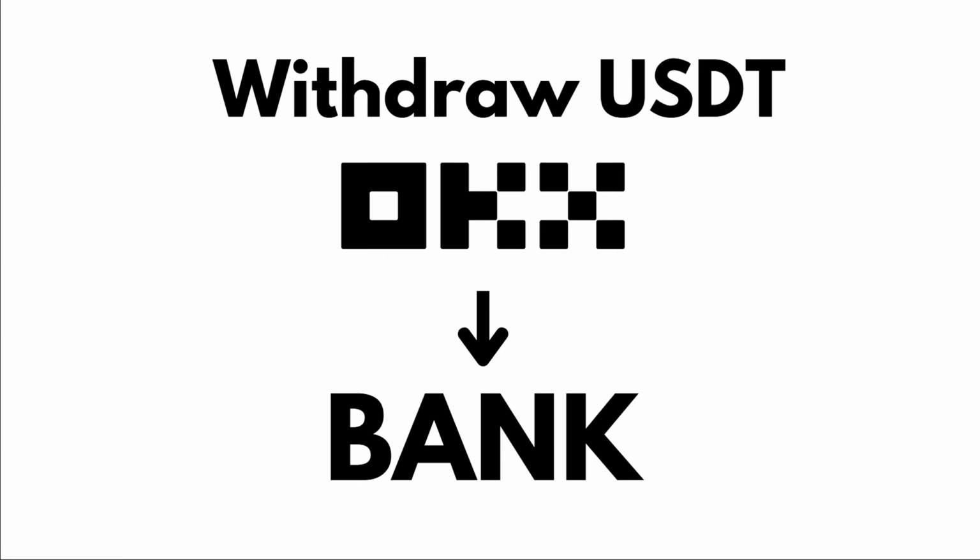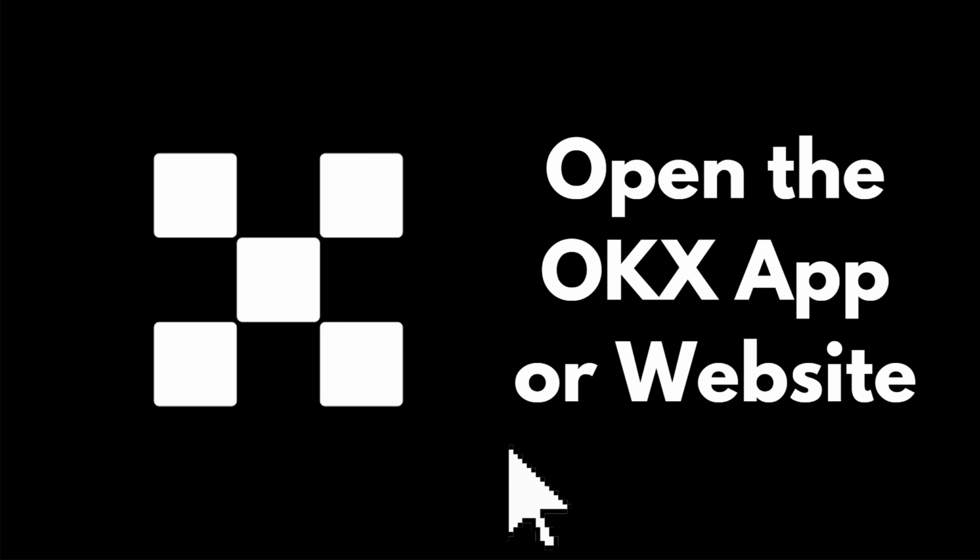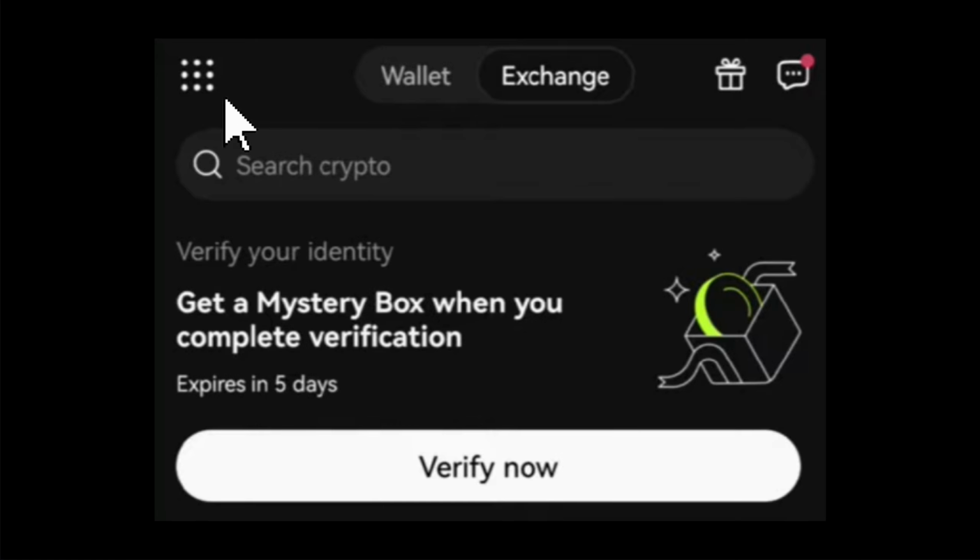So for today, I'm going to teach you how to withdraw USDT from your OKX application to your bank account. So first, you need to open your OKX application on your mobile device, and if you don't have it, just simply visit their website. And you need to open your account by simply entering your credentials.